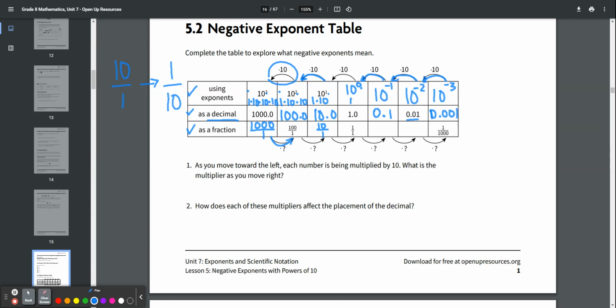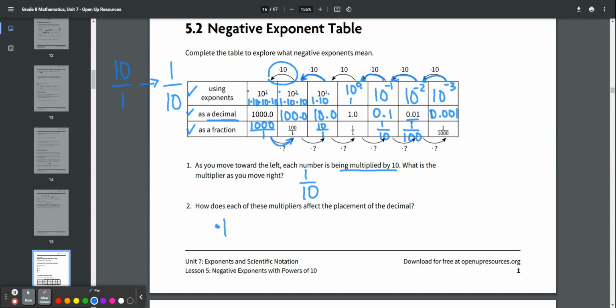And then when I multiply that by 1/10 again, what I see is that 1 divided by 10, or 1 times 1/10, is equal to 1/10. And then again, multiplying by 1/10, a tenth of a tenth is a 100th, and a tenth of a 100th is a 1,000th. So as we move towards the left, we see that each number is being multiplied by 10. What is the multiplier as you move to the right? The multiplier is equal to 1/10, because I'm taking a value that's 10 times smaller every single time. So how does each of these multipliers affect the placement of the decimal?